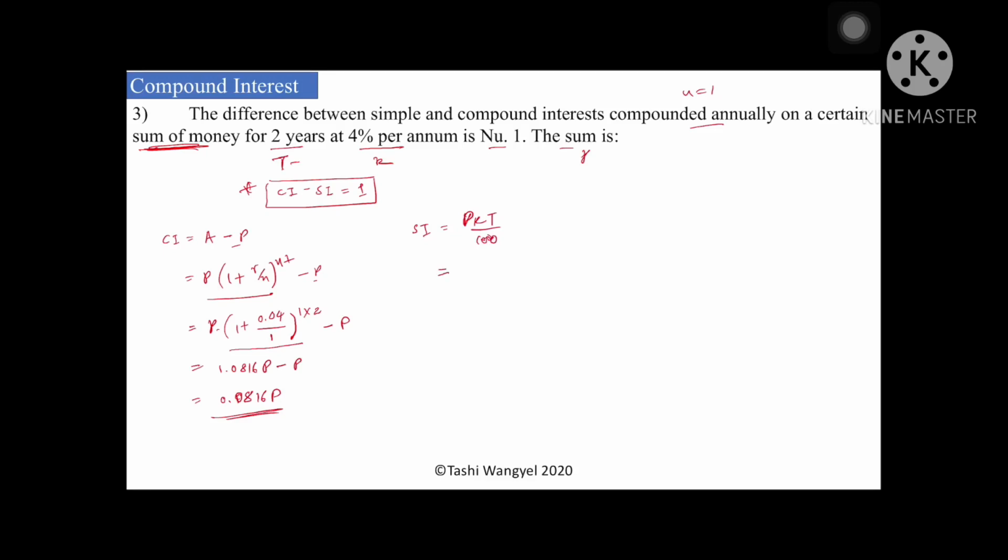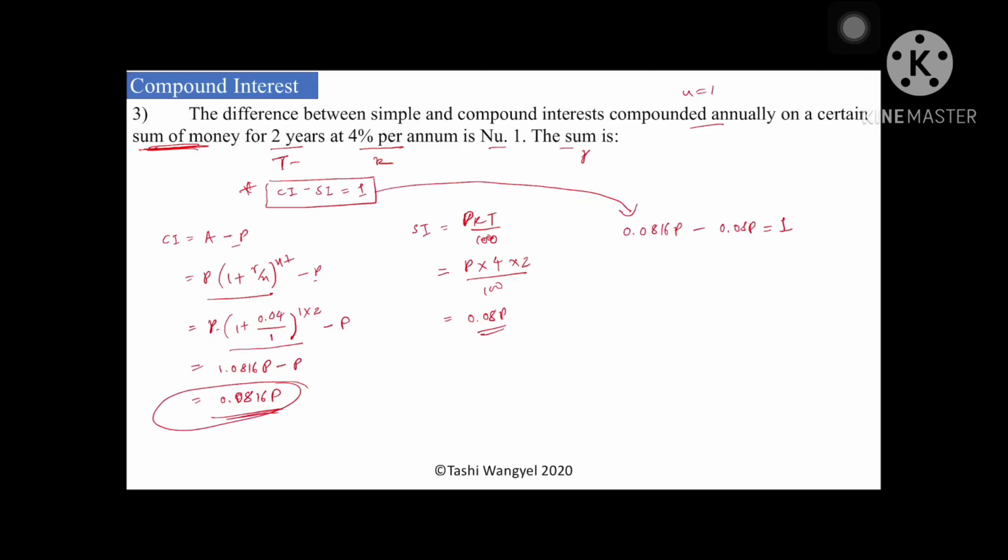The principal is unknown, so take it as P, the rate 4% simple interest, the time 2 years, divided by 100. So this is equal to 0.08 P. The condition says the difference is 1. So compound interest 0.0816 P minus simple interest 0.08 P is equal to 1.